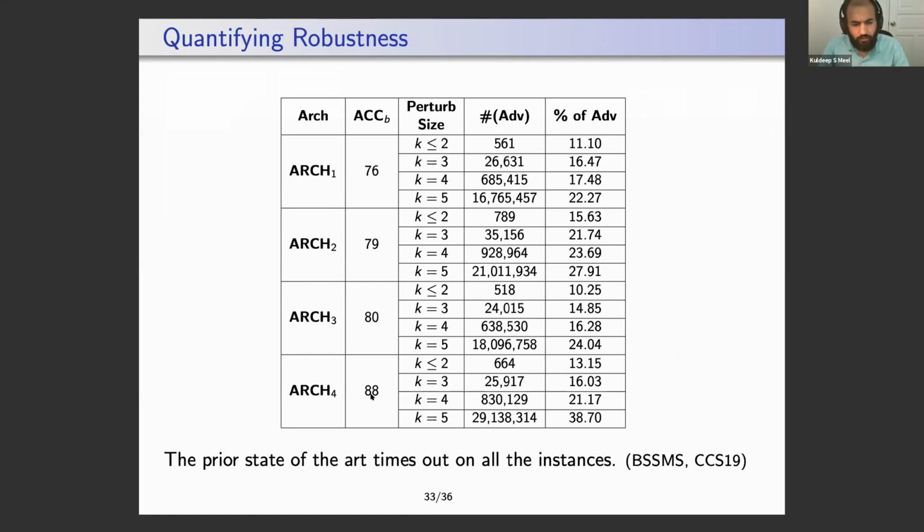Okay, so what about the neural network example? Again, we take different neural networks and we can compute how many adversarial examples you have, or the fraction of adversarial examples. And it's worth remarking that the prior state of the art would time out on all such instances. So this progress that we have made over the past few years is really showing in its ability to handle practical problems.